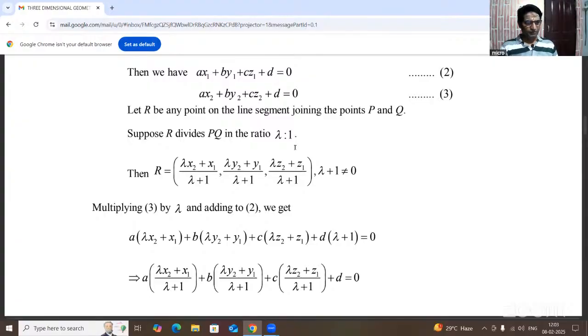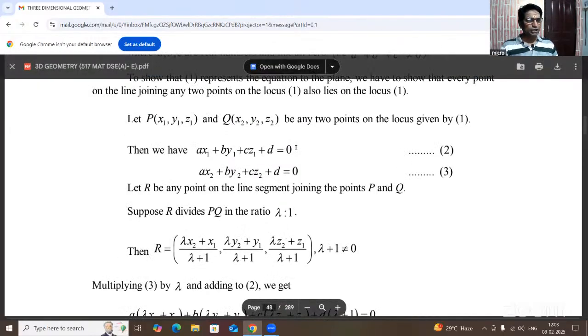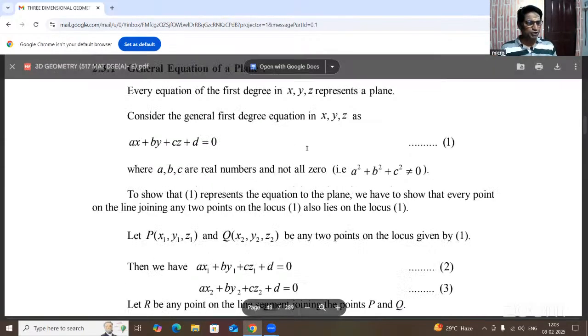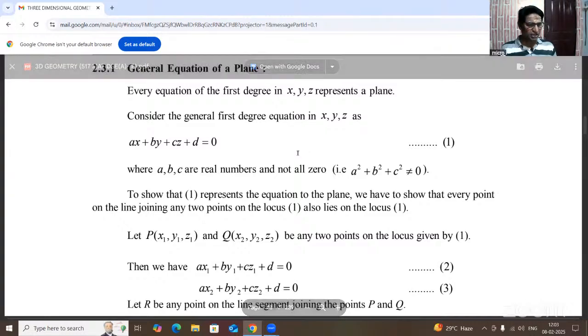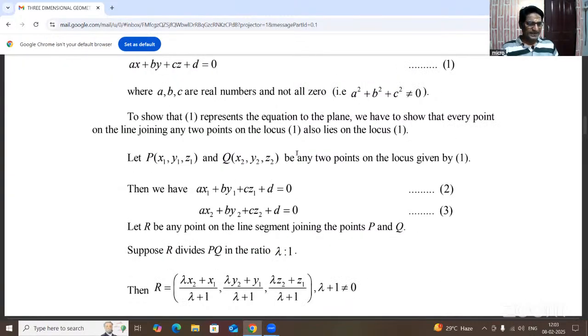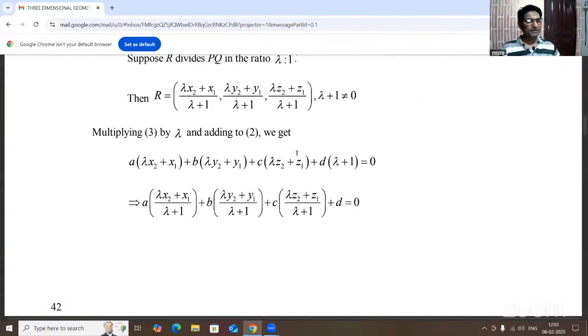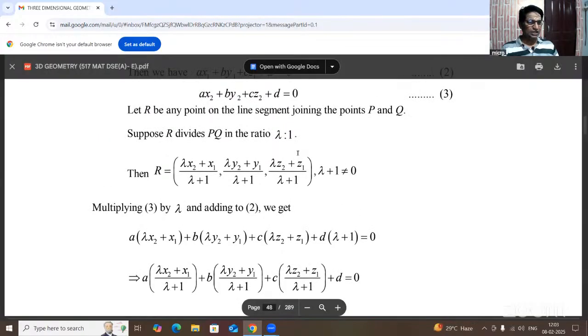So then we will form the plane equation through their points. Suppose P and Q are two points. These two points satisfy the general form of a plane equation. Substituting these points in the first equation, we get ax1 plus by1 plus cz1 plus d equal to 0, and again ax2 plus by2 plus cz2 plus d equal to 0.